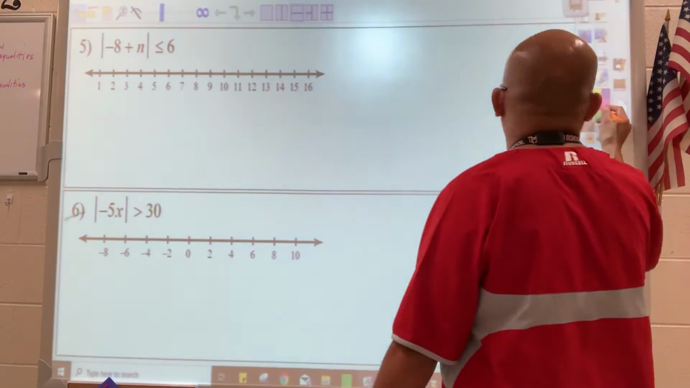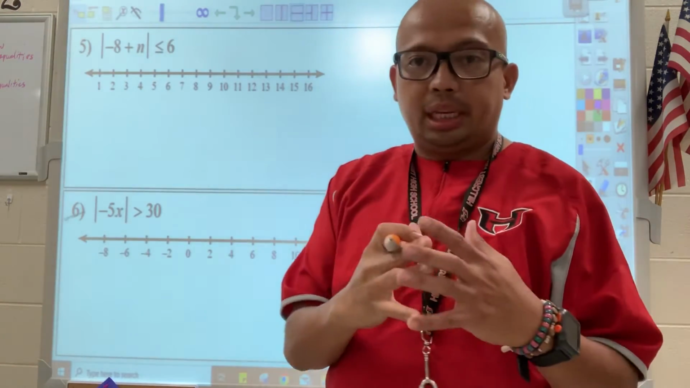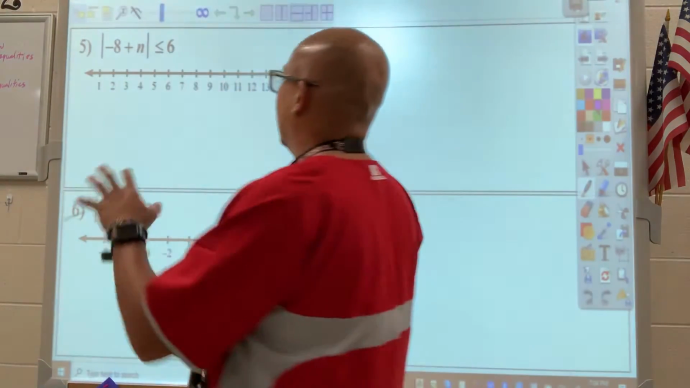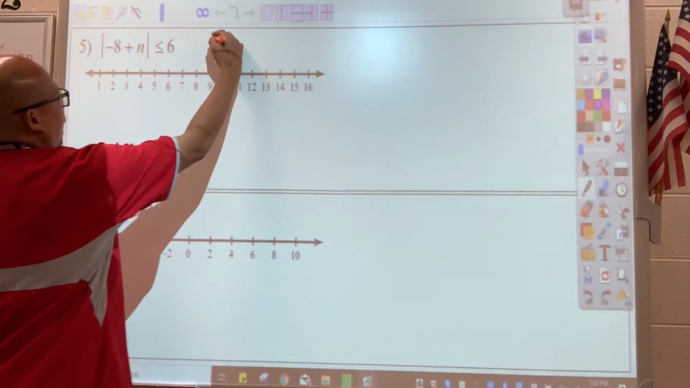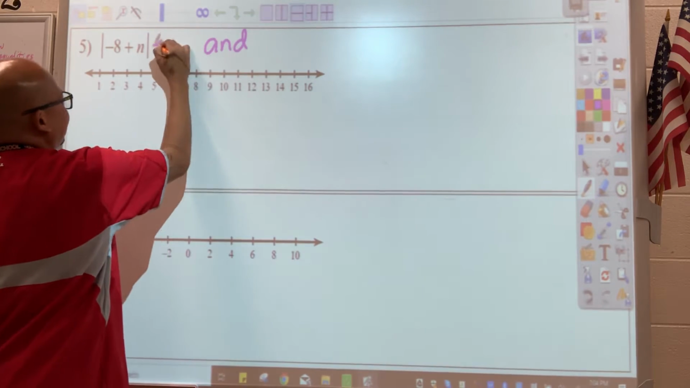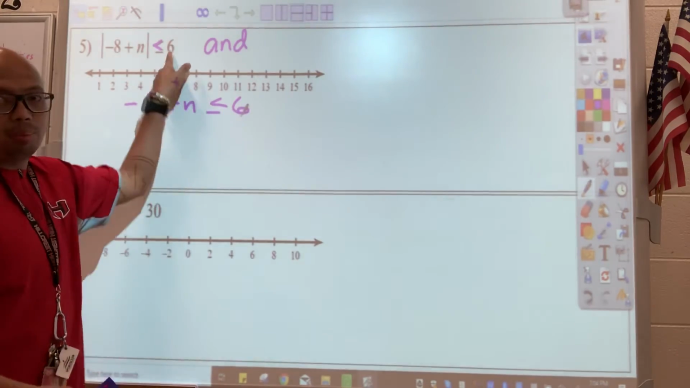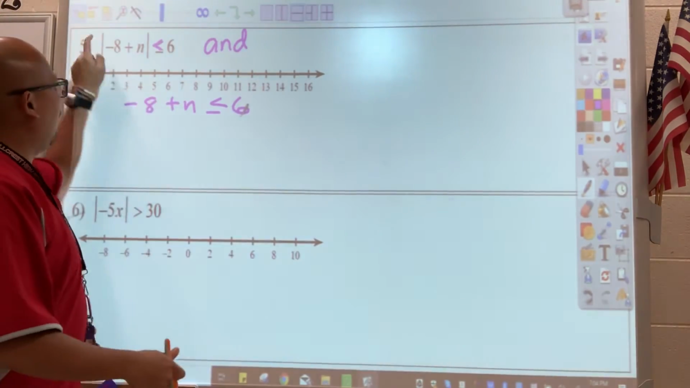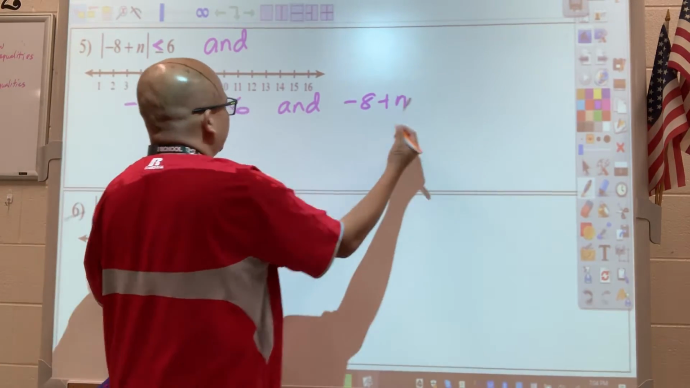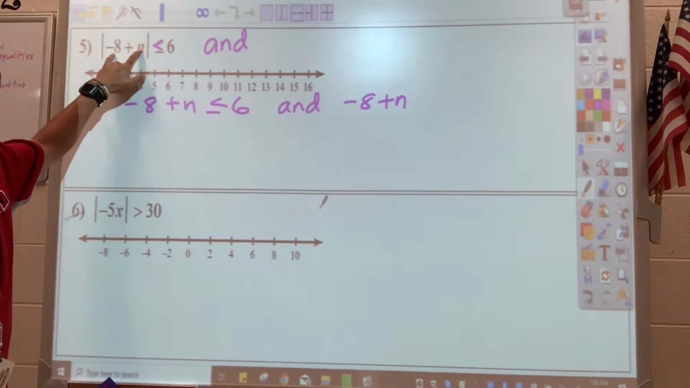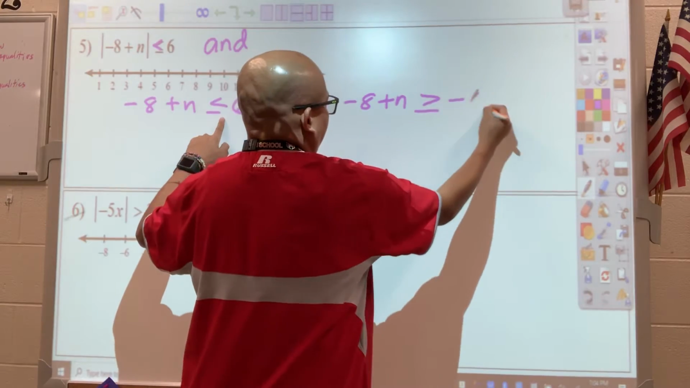Now, what if there are operations inside the absolute value? We just have to solve it separately. So what do we do here first? Identify, is this an and or or? We know that this is an and problem because again, it's less than. Negative 8 plus n less than or equal to 6. I just copy the problem excluding the absolute value and write the word n here. And negative 8 plus n, I'm just copying the expression inside the absolute value. But what do I do with this one here? I flip it over and make it negative 6.